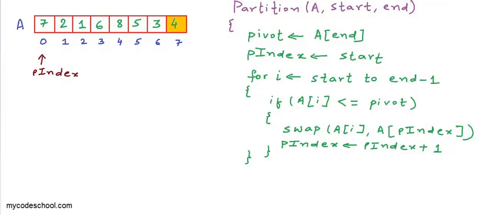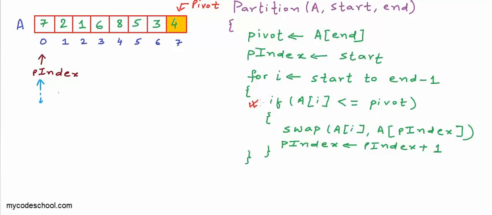With this much code, let's quickly see what will happen if we try to partition this array that we are showing on the left here. We will pass this array. Start index will be 0, end index will be 7, so 4 will be the pivot. P index will initially be 0. Now the idea is to push all the elements lesser than the pivot to the left of P index. We will start the for loop with I equals 0.